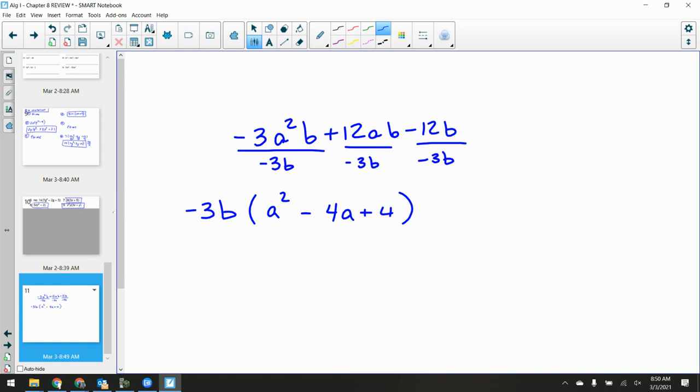All right, now, are there factors? I'm done with my GCF. I then go down the flow chart. Is this an easy or hard type? Are there factors of your last number 4 that add to negative 4? What are they? Negative 2 and negative 2. So we got negative 3b, a minus 2, a minus 2. Does that make sense?